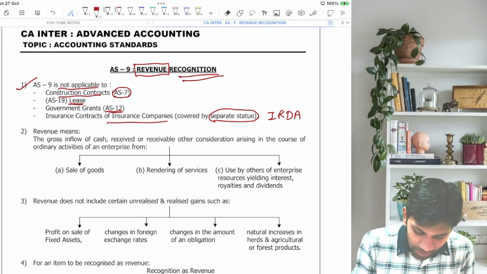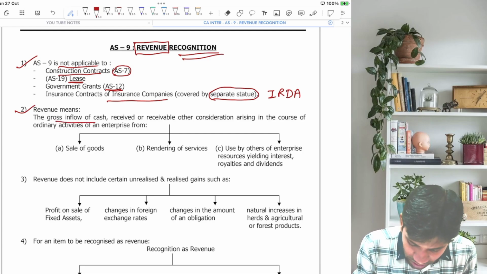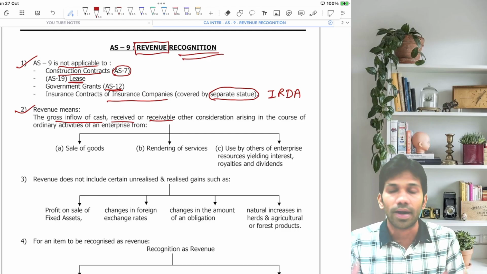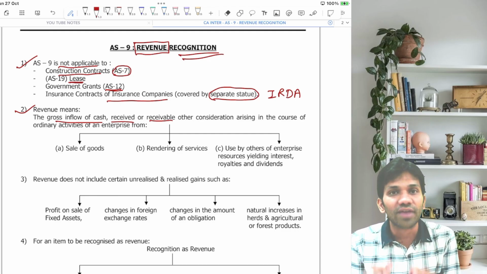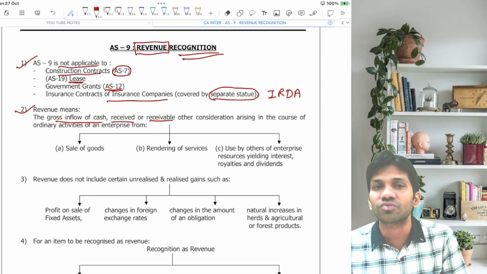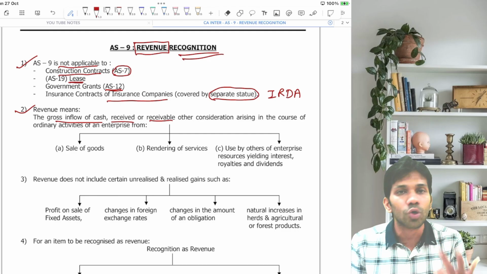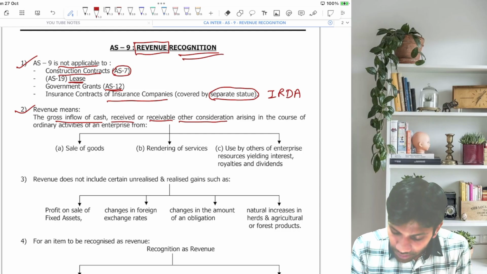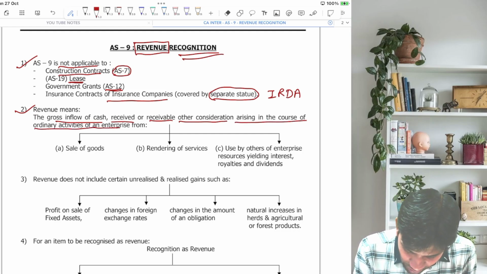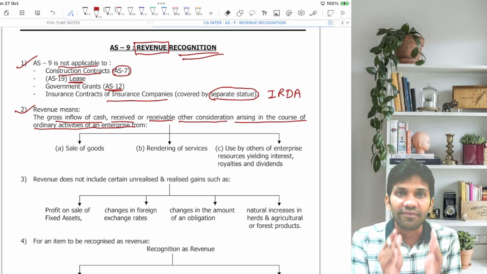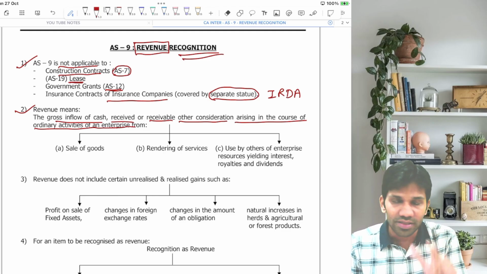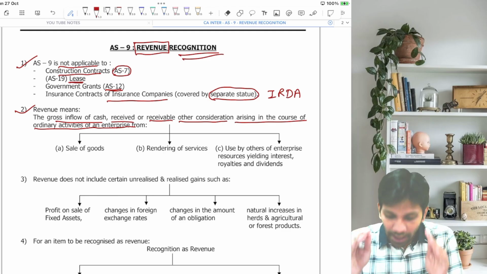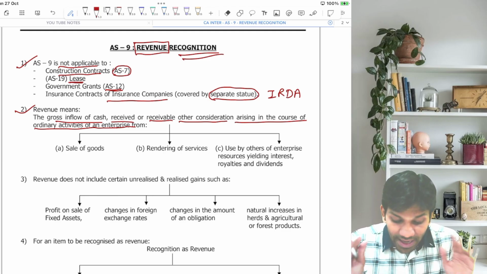Now let's start with the meaning. Revenue means gross inflow of cash received or receivable. As I told in the introduction, revenue means gross inflow of cash either received or receivable, because we follow the mercantile, accrual system of accounting, so received or receivable, other consideration arising in the course of ordinary activities of an enterprise. Other consideration means whatever way it comes, arising in the course of ordinary activities of an enterprise.